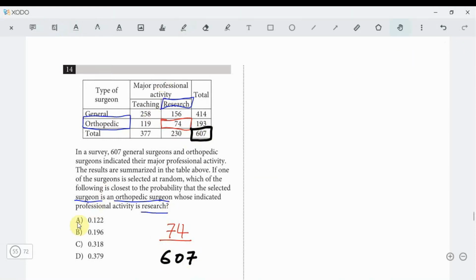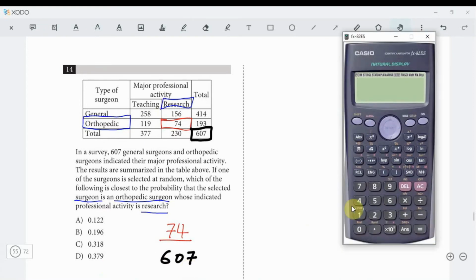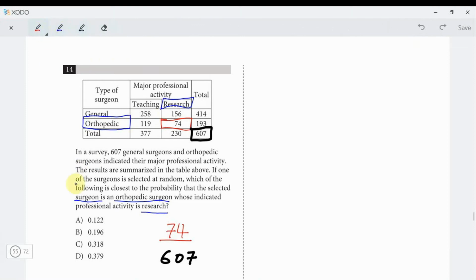Now notice that they give the answers as decimals, so you're going to have to take out your calculator and put in 74 over 607, and then you get 0.122. So that would be option A. Alright, 0.122. You have to convert this to decimal.